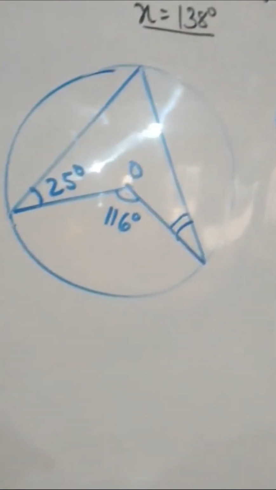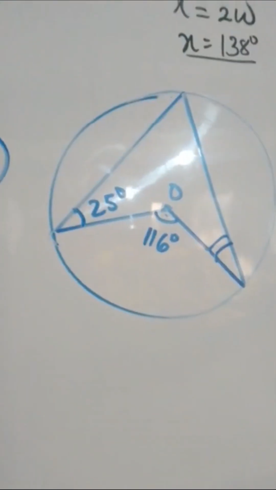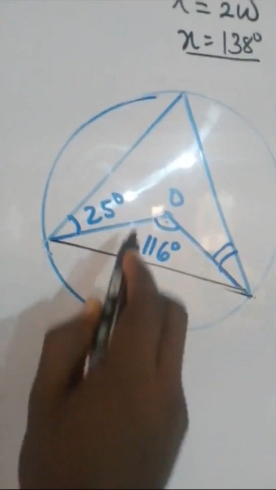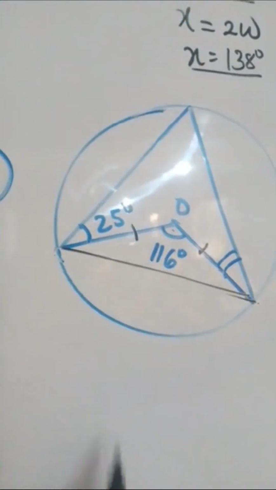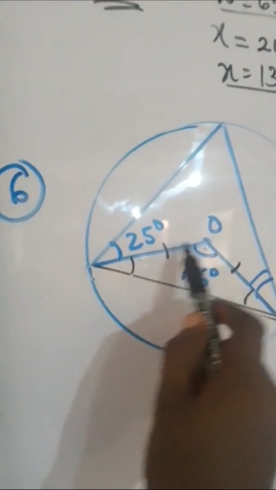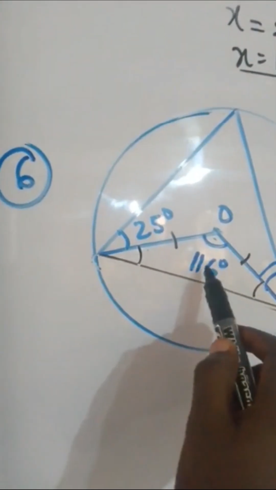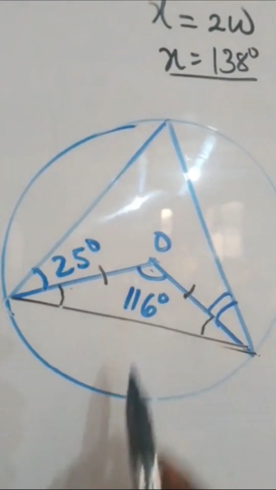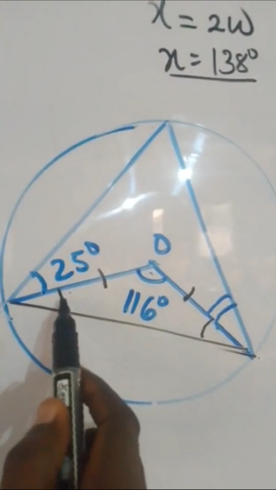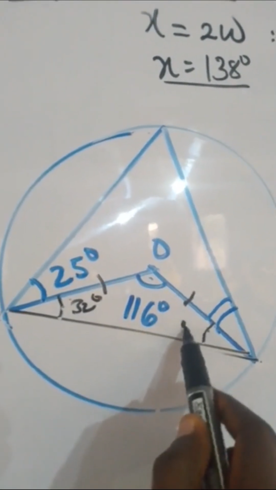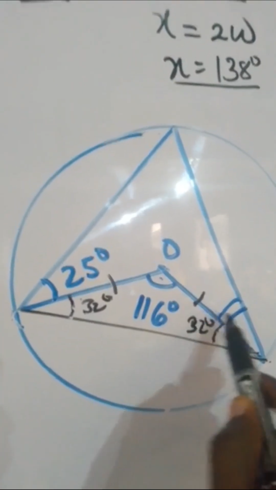Now to solve this particular question, we might need to do extra construction. Let's join this point to this point. This is a radius, obviously, so these two angles must be equal. Total angle in a triangle is 180. From 180, if you remove 116, what will be left? When you remove 116 from 180, you get 64. So let's split it into 2: 32 degrees, 32 degrees. This is the angle we are looking for.